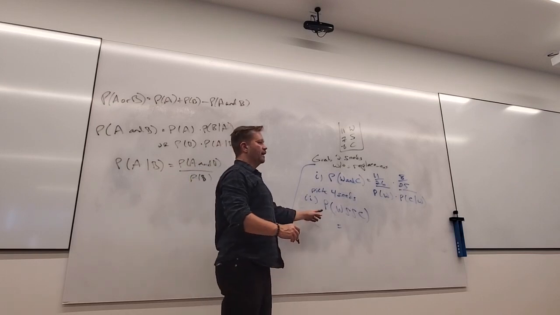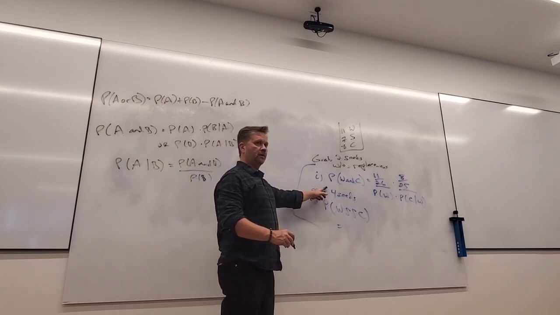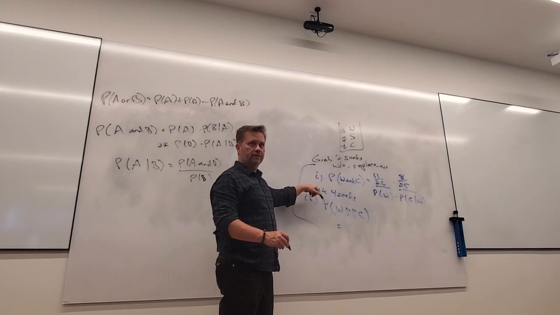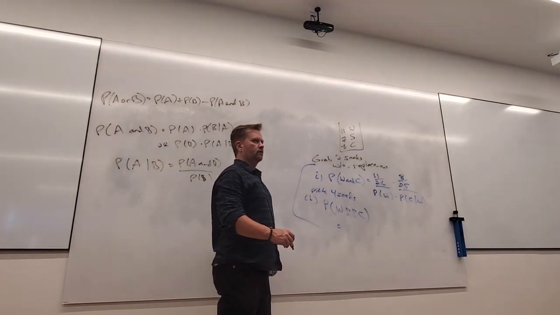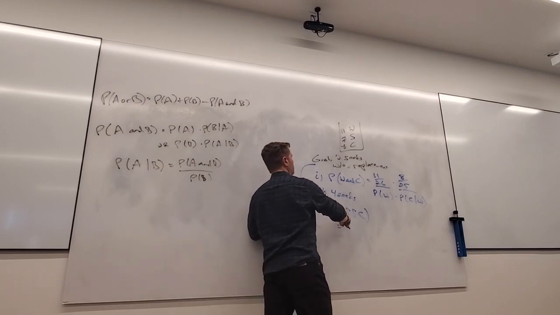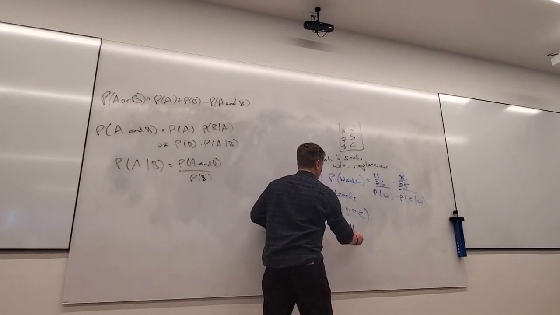So this is resetting things, right? It's always a reset. What if instead I wanted to get this? What's the probability the first one's a watermelon? 11 over 26.